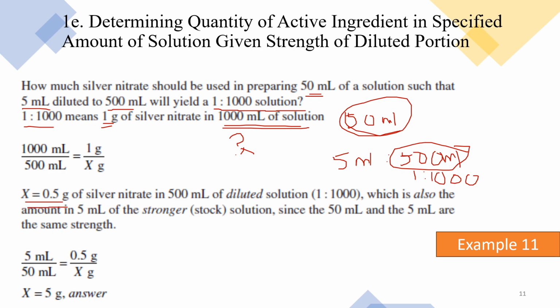However, the amount of silver nitrate in the 500 ml is equal to that in the 5 ml. Basically, since the 50 ml and the 5 ml are the same strength, you can use the inverse proportion, and you get the amount of silver nitrate used in the first quantity, Q1, equal to 5 grams.